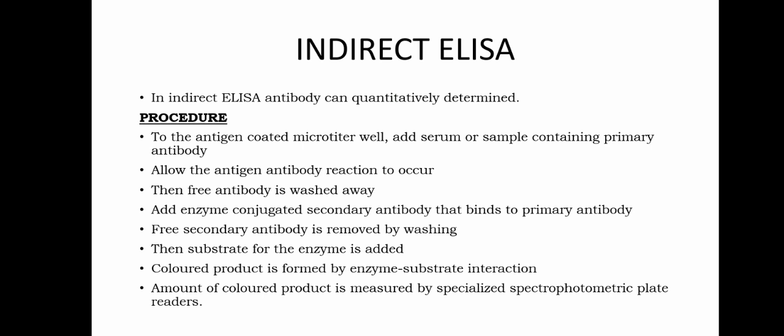Then secondary antibody which is conjugated with the enzyme is added, and that secondary antibody binds to the primary antibody. And then the free secondary antibody is removed by washing. Then the substrate for the enzyme is added, and the colored reaction product is formed, and the color is analyzed by spectrometry. Amount of colored product is measured by specialized spectrophotometric plate readers.